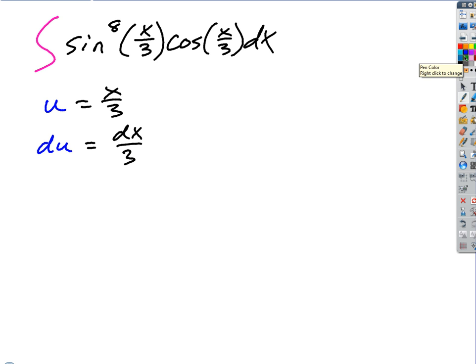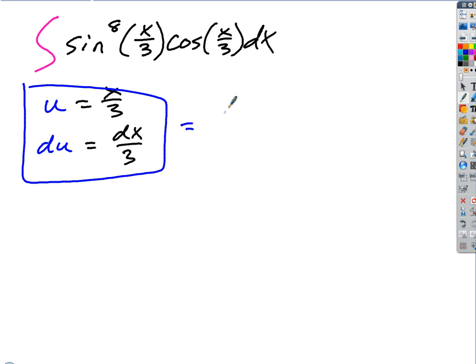We do that stuff. We get the integral of what? And now our job is just to go through and see if we can make a complete substitution, get rid of all the x's and end up with just u stuff instead. So what's this going to become right here, this first factor? Good. Sine of u to the 8th.